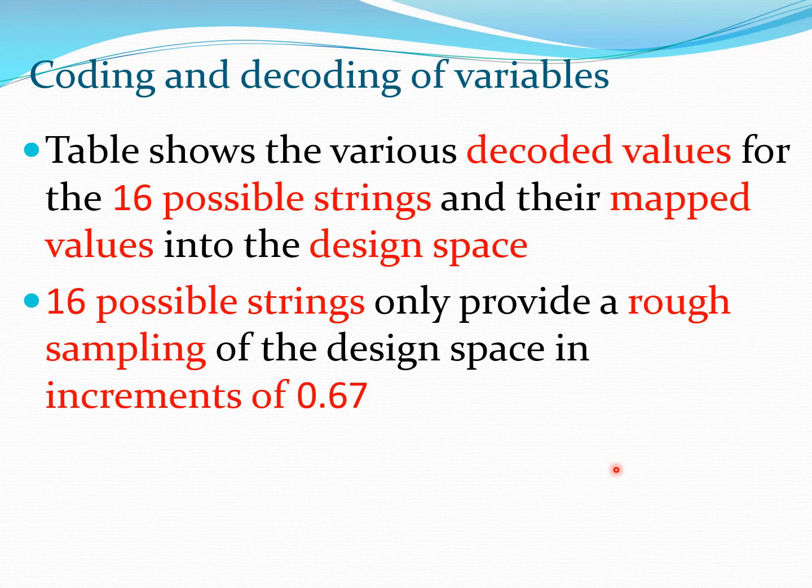Now we are going to take a look at a table which is going to show the various decoded values for all the 16 possible strings and their mapped values into the design space. So you will see that these 16 possible strings provide a rough sampling of the design space, and the increments are 0.67.